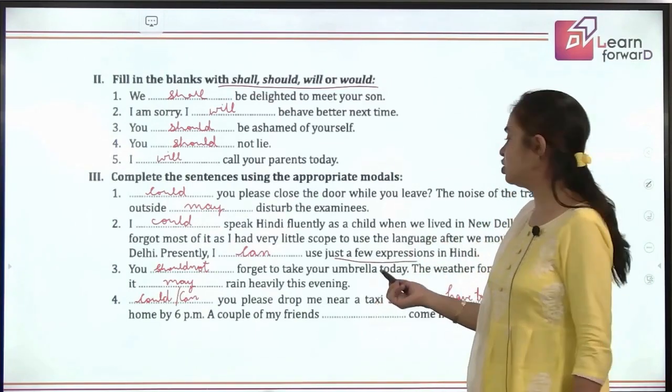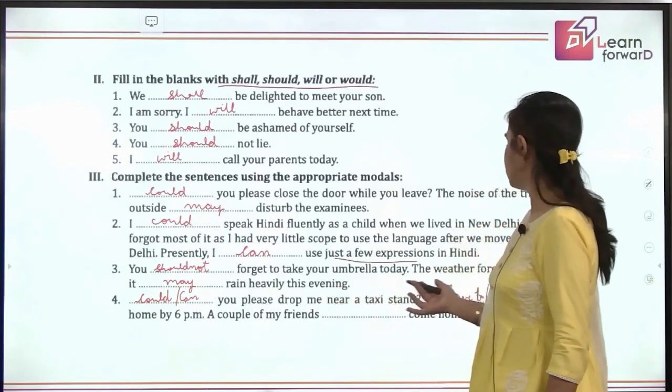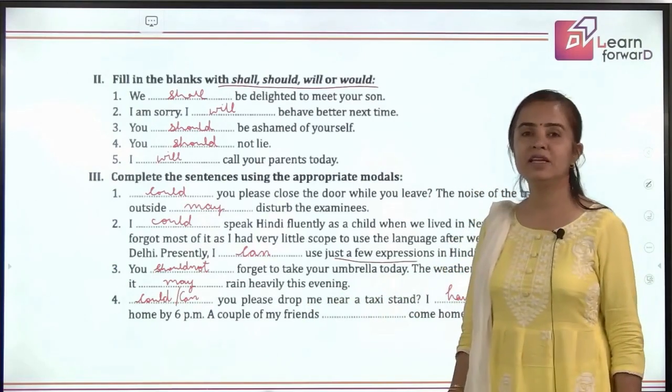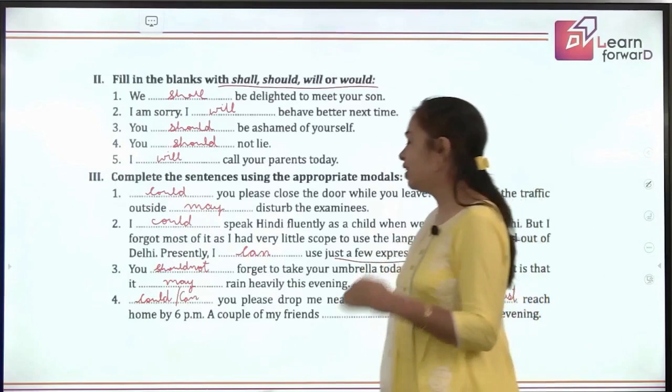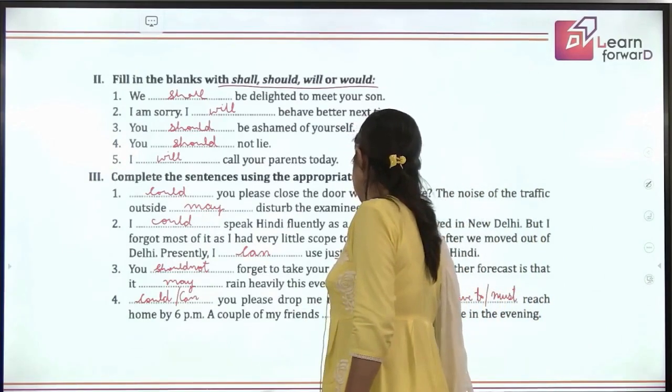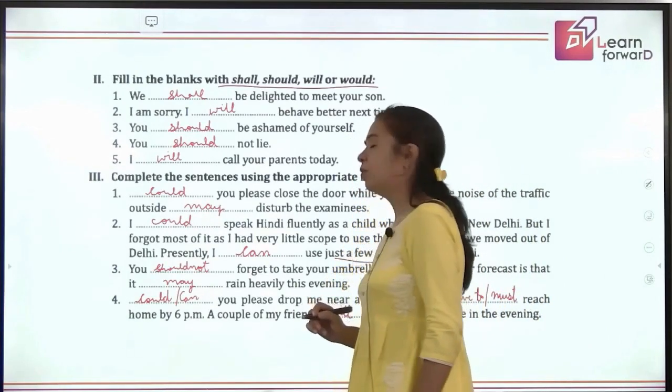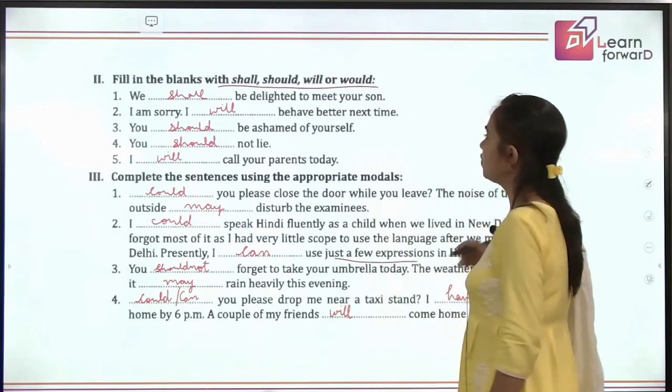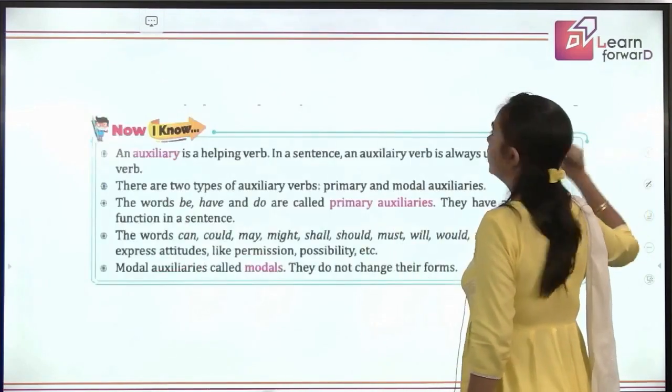Why you should reach there? A couple of my friends dash come home in the evening. So here they will come in future action it is. So it will be they will come home in the evening. That's why you want to reach back home early.